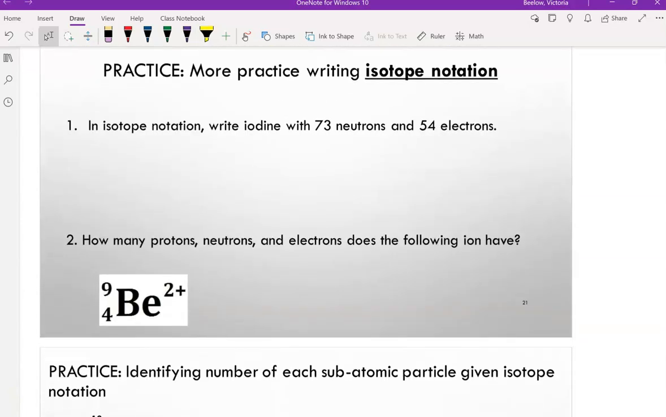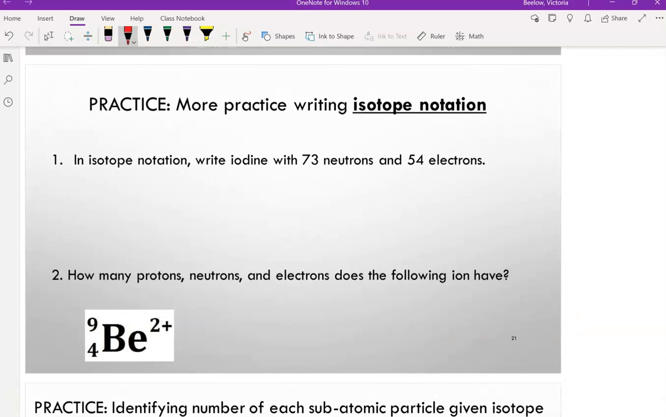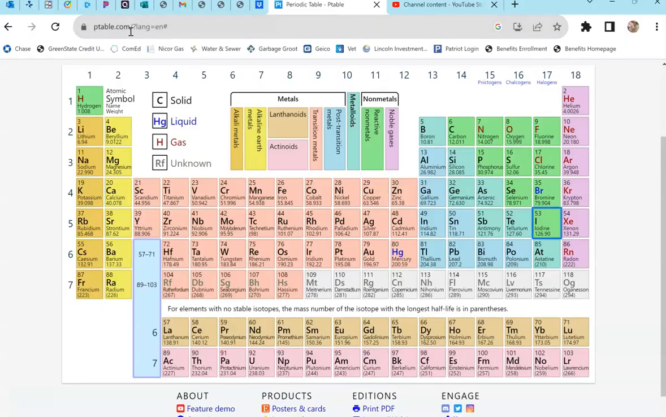All right, let's do some other examples. So in isotope notation, write iodine with 73 neutrons and 54 electrons. This question is telling me the identity of the element, which is iodine. If I look for iodine on my periodic table, it is right here, and iodine has the atomic number 53.